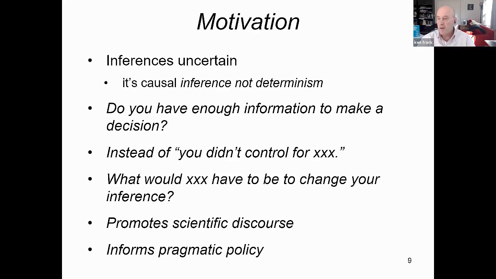The motivation for what we're doing is that inferences are uncertain. It's causal inference, not causal determinism. So what we're going to ask is, do you have enough information to make a decision? Instead of saying you didn't control for something, we're going to say, what would that something have to be to change your mind? And this, we think, promotes scientific discourse because it's not just there could be, it's what would that thing have to be quantitatively. And we think this informs pragmatic policy. So that's the overall motivation for what we're doing. We'll say more about that as we go along.